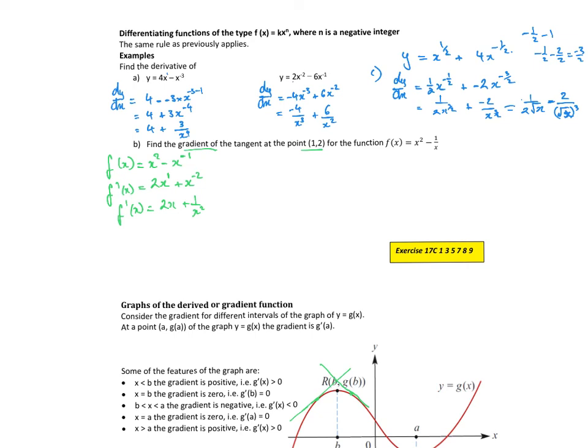So at x equal to 1, f dashed of x is equal to 2 times 1 plus 1 over 1 squared, which is 2 plus 1, which is equal to 3. So therefore, gradient is 3 at x equal to 1.